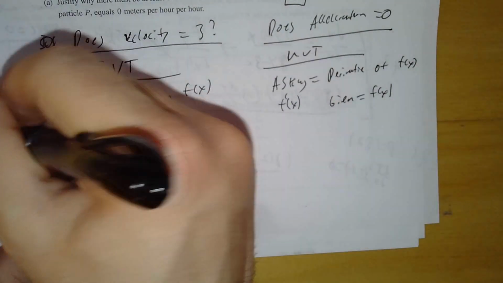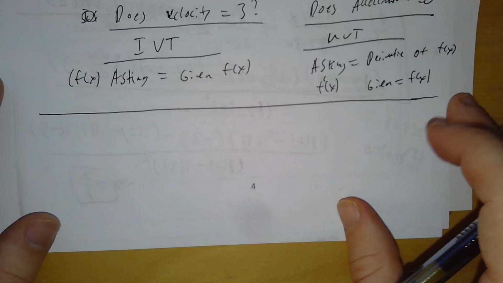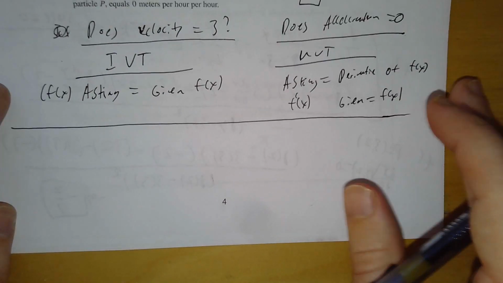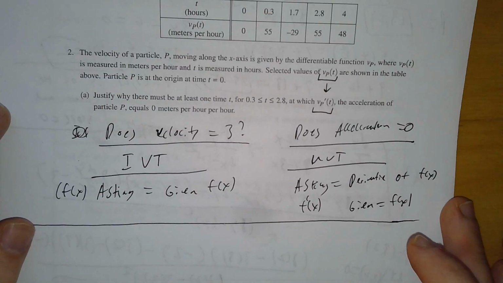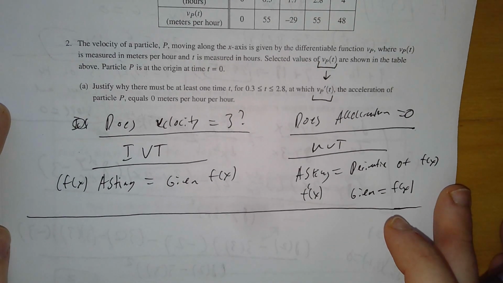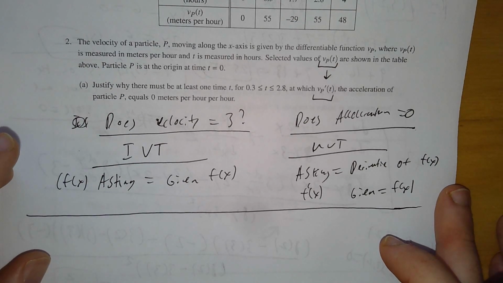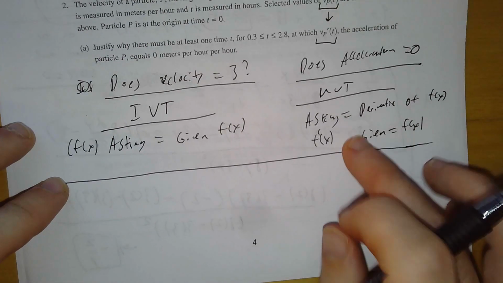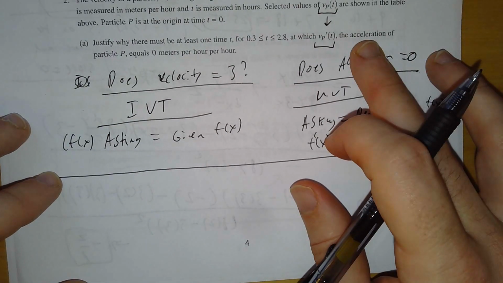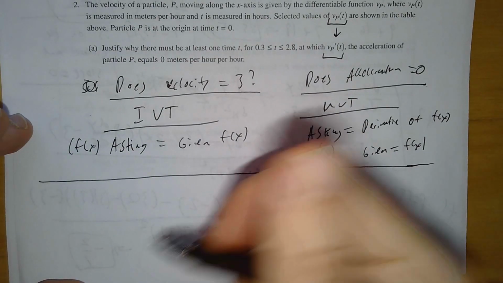I hope that's clear. If not, there are lots of other resources out there. Just Google IVT, MVT, FRQs, and you'll get more on this. So, conditions. I know this is MVT because of the situation. It's asking about the acceleration, and I'm given velocity.